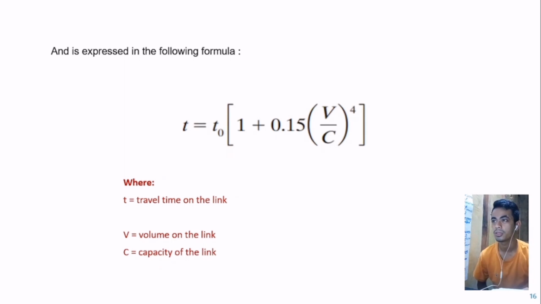It is expressed in the formula T equals T sub 0 times the quantity 1 plus 0.15 times the quantity V over C to the fourth power, where T is the travel time on the link, T sub 0 is the free flow travel time, V is the volume on the link, and C is the capacity of the link.